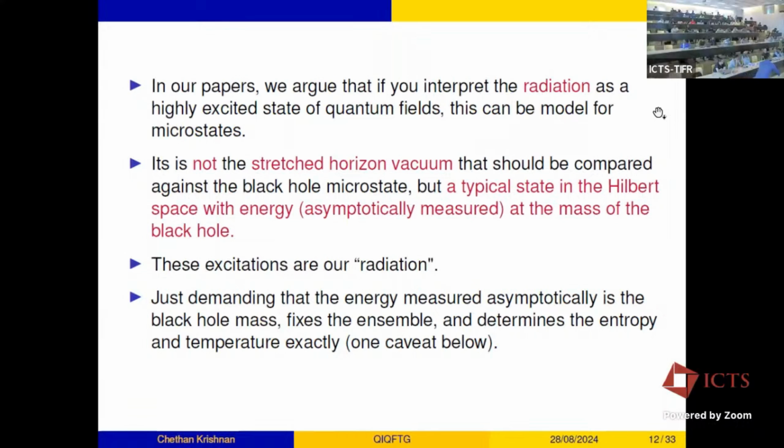All right, so the main statement is that it's not the stretched horizon vacuum that should be compared against these black hole microstates, but a typical state in the Hilbert space with energy, asymptotically measured, at the mass of the black hole. And the point here is that we are kind of compensating two problematic features against each other. One is that if you just remove the stretched horizon, everything wants to fall in, and there is negative divergence and so on, as Suvrat was saying.